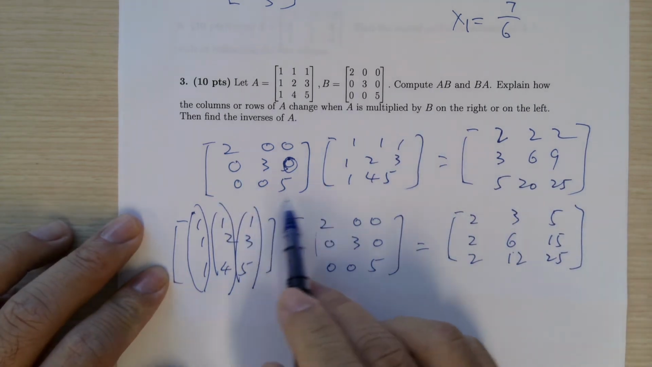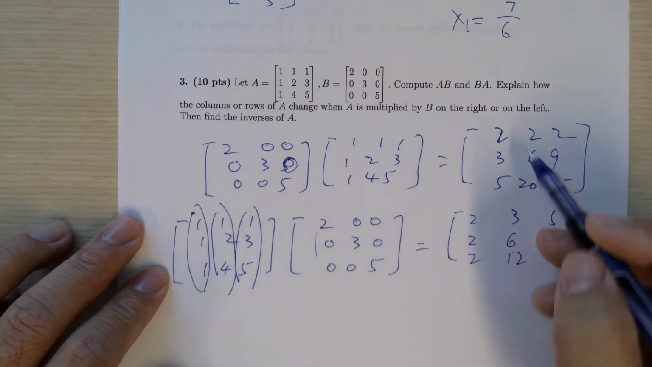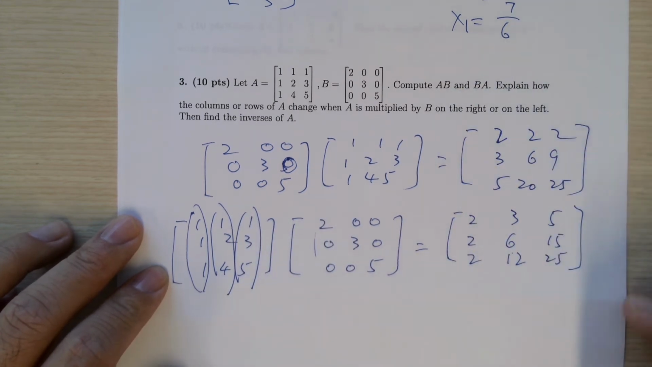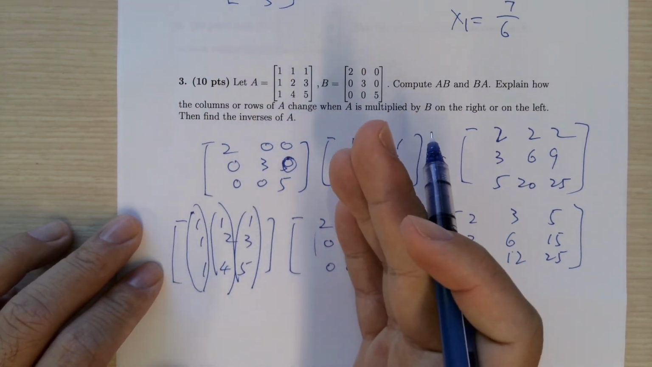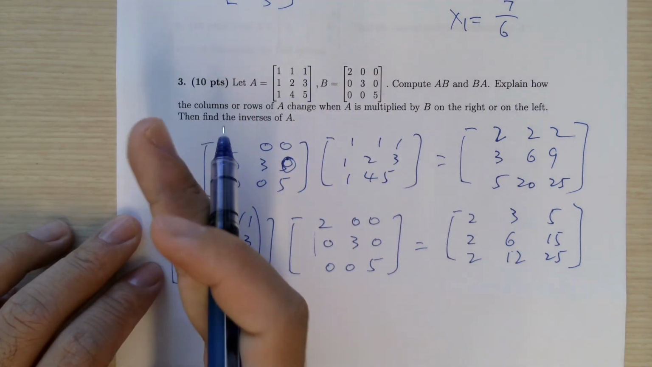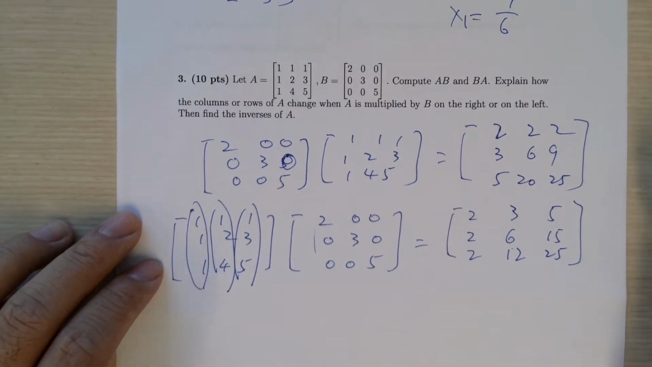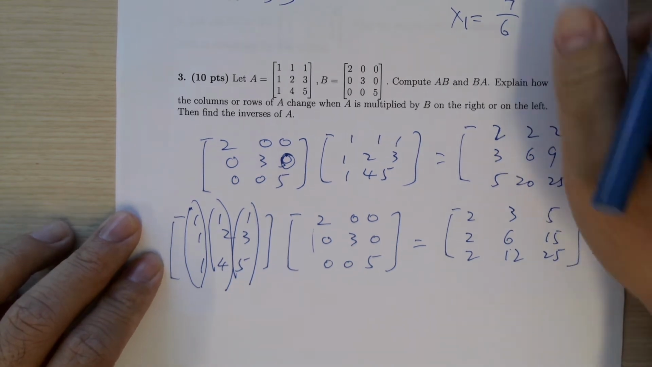So in other words, if you do the left multiplication here, you perform in terms of the rows. If you do the right multiplication here, you will see that you're going to perform in terms of the corresponding columns. Okay, so that's something you can really think about here.